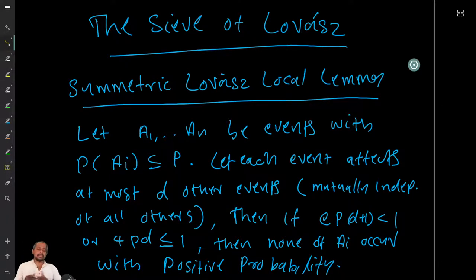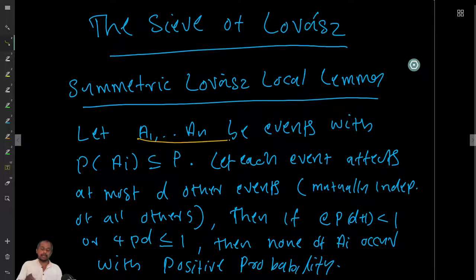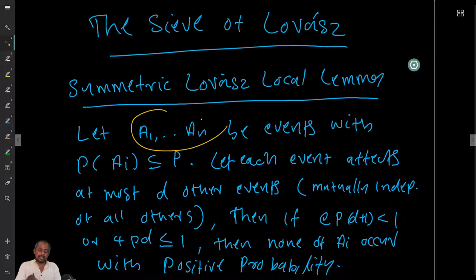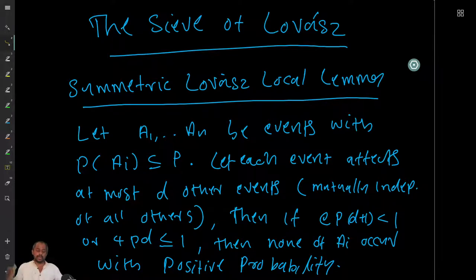So here is the simpler version, which is called the symmetric Lovasz Local Lemma. What does it state? Suppose you have events A1, A2, etc., An, where the probability of each event can be upper bounded by a number p. p is a number between 0 and 1, and the probability of Ai is at most p for every event Ai. This n can be very, very large. Doesn't matter. Now, for each event, at most d other events can influence it, or be influenced by its occurrence. Which means that from the set A1 to An, excluding this small set of d events, all the other events are going to be mutually independent of the event Ai.